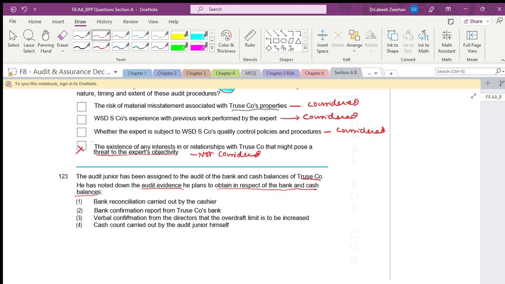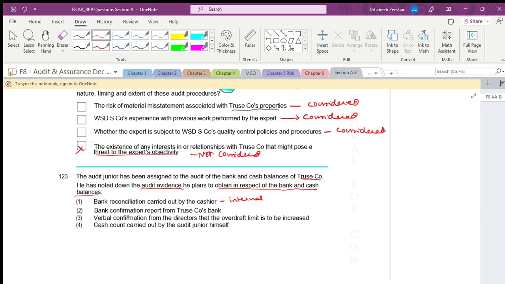Now, they have a bank reconciliation carried out by the cashier. It is done internally. See, external confirmation is more valuable and more authentic compared to internal confirmation. Written confirmation is more authentic compared to oral confirmation. These are the things to remember.